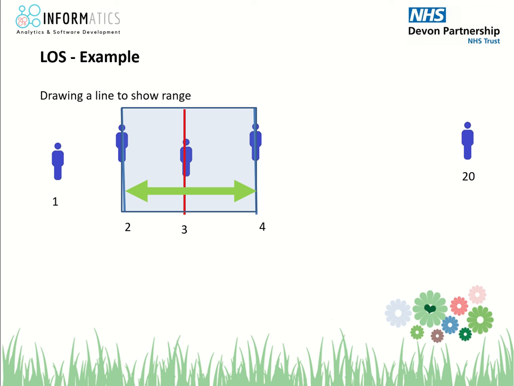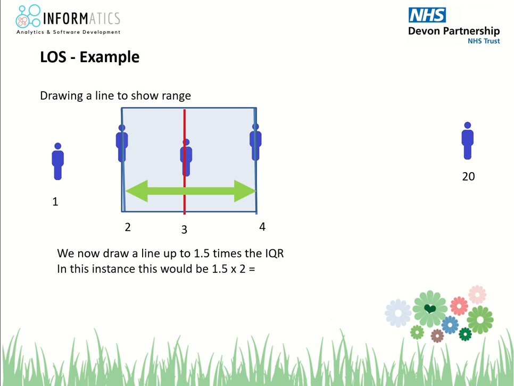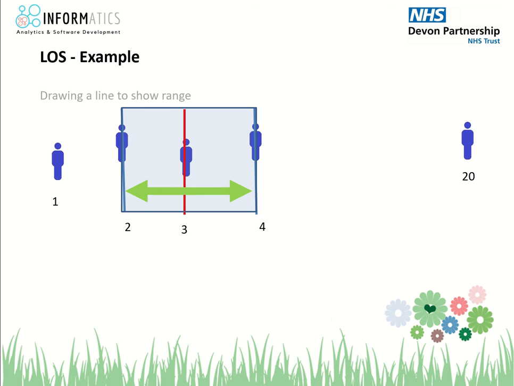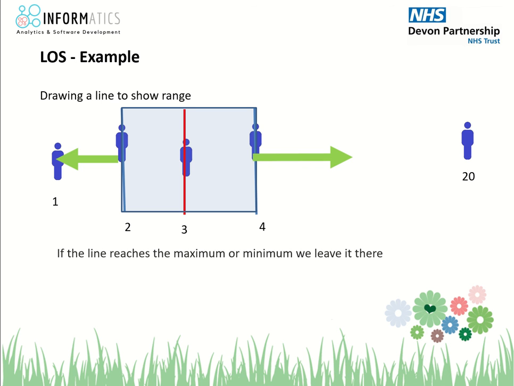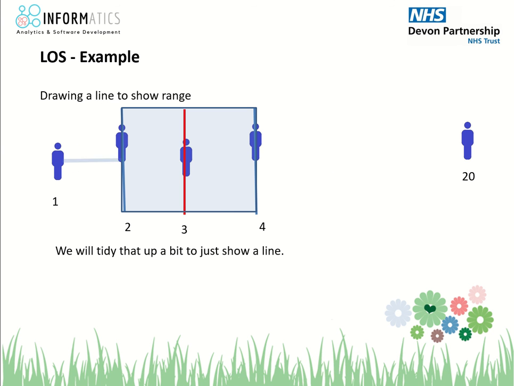So we draw a line to show the range coming from the box. So we draw a line up to 1.5 times our interquartile range. In this instance, 1.5 times 2 will give us an answer of 3. So we draw a line up to 3 coming from our box, out to the left and out to the right. So if the line reaches the maximum or minimum, we will just leave it there. We won't draw past it. We will just leave it there. So we will tidy that up and just show a simple line.